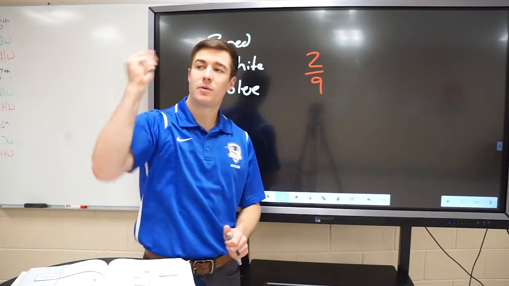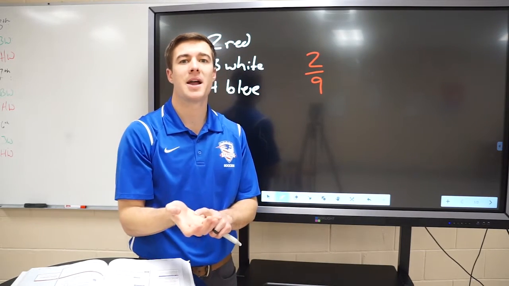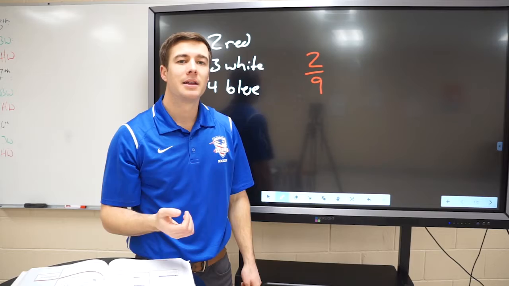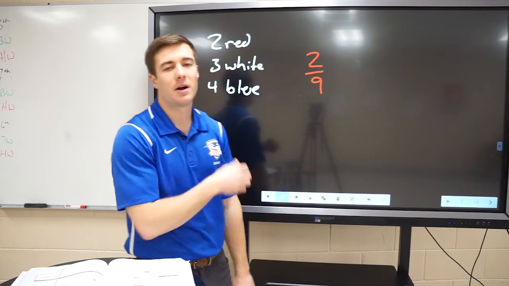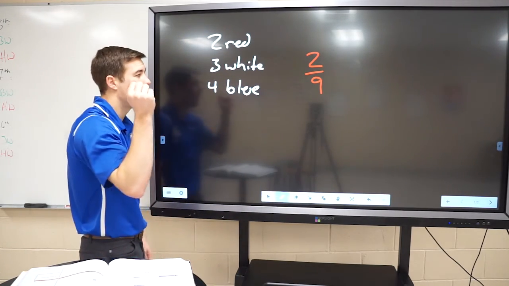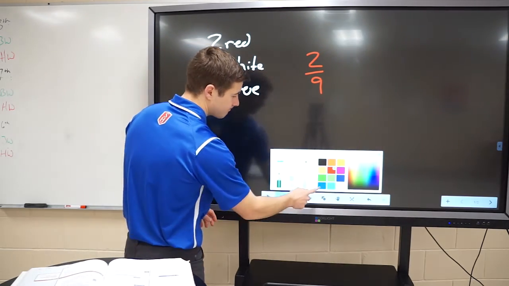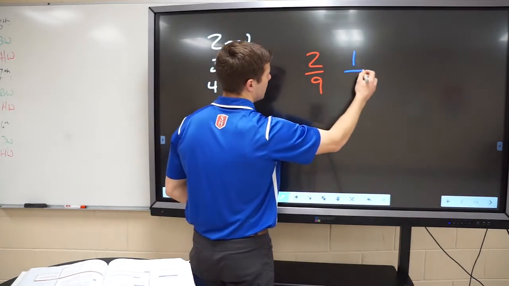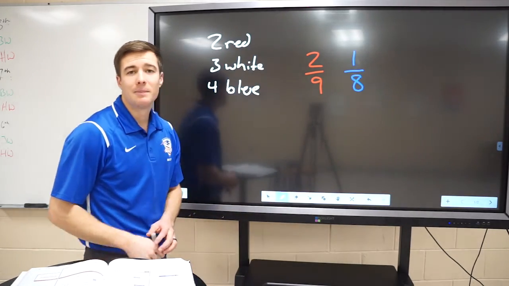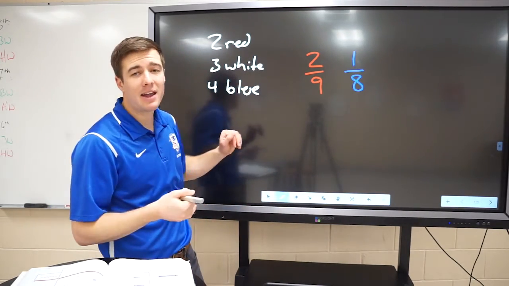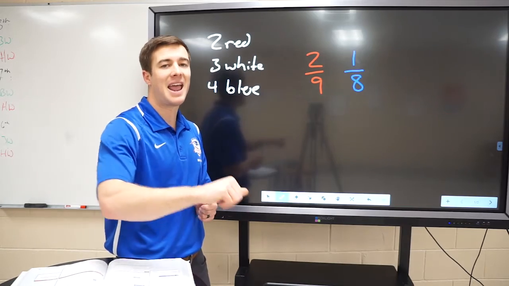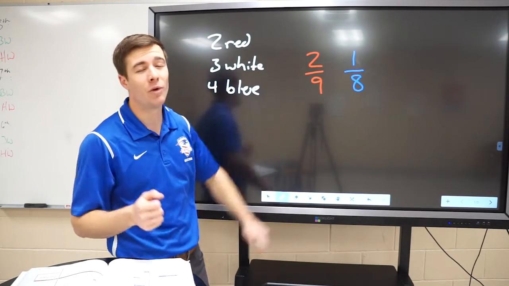But if I draw the red one, I have the red marble in my hand, but I don't put it back. How does that affect the probability? What is our probability if I draw the red one and I don't put it back? My next probability is going to be 1/8, because now I don't have 9 in the bag anymore, I only have 8, and I've taken one of my red away, so I only have 1 red in there.